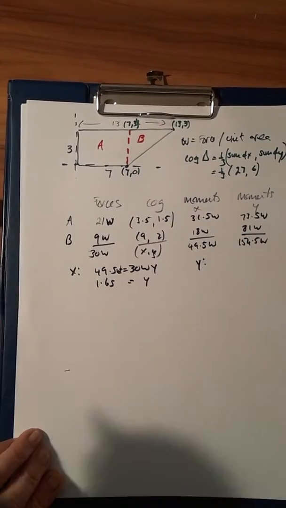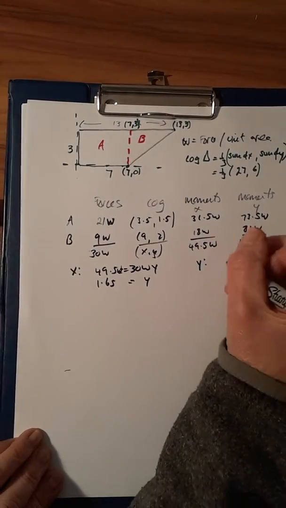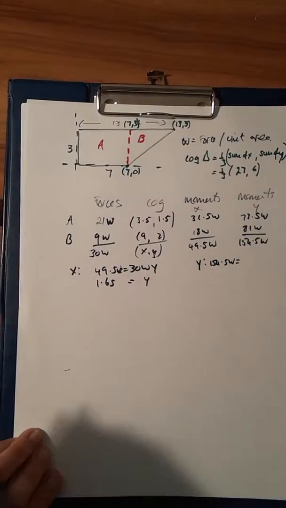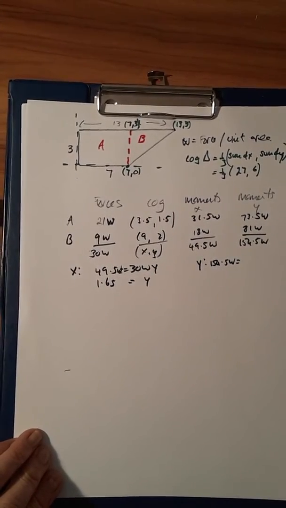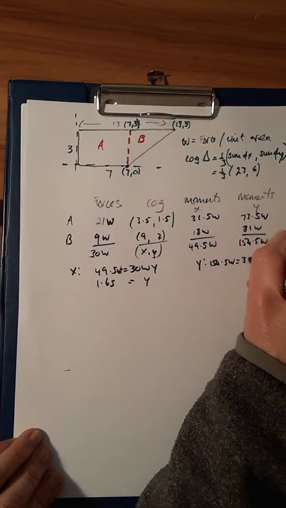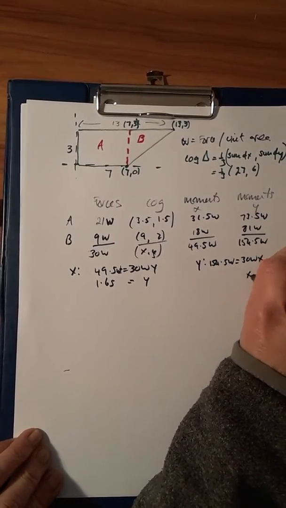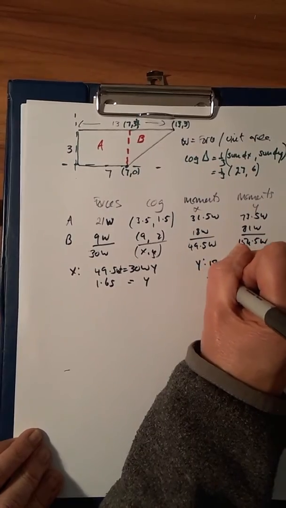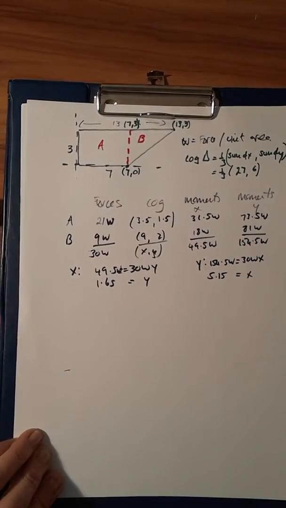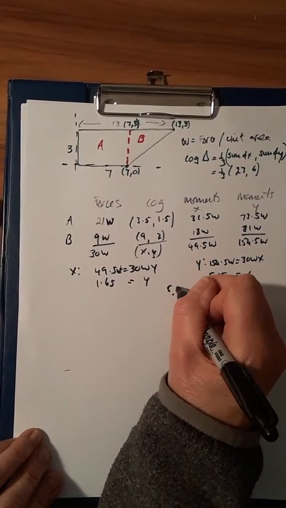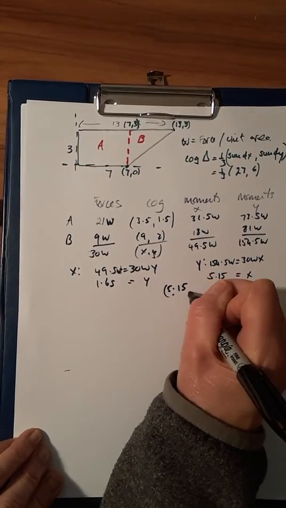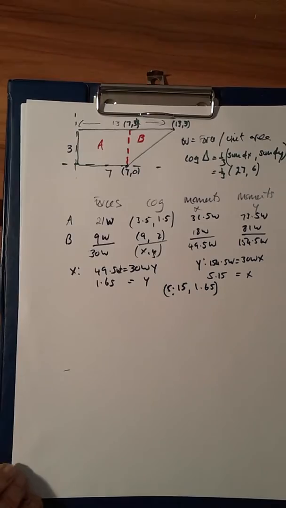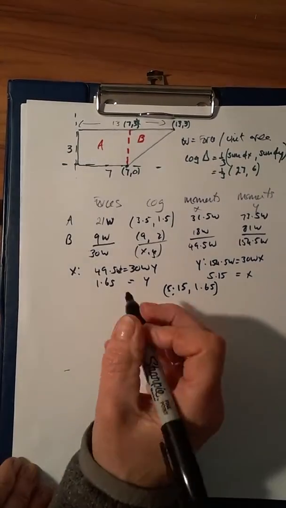Then I'll do the moments about the y-axis. So the sum of the moments here is 154.5W, equal to the moments of the sum about the y-axis, which is 30W by x. And 30 will go into 154.5 5.15 times. So my centre of gravity is 5.15 and 1.65. Second part asks me for the swing.